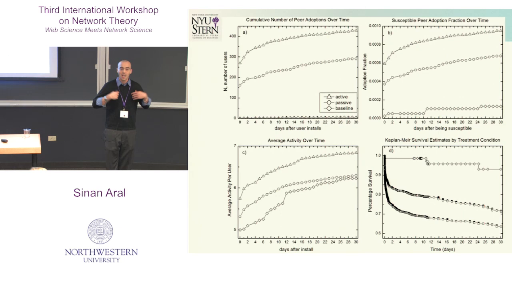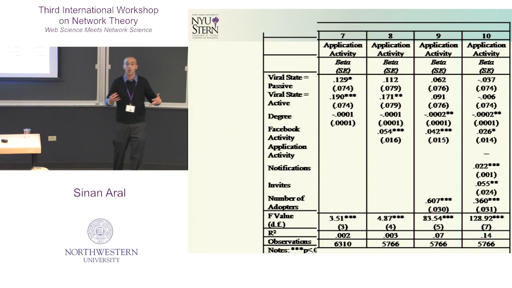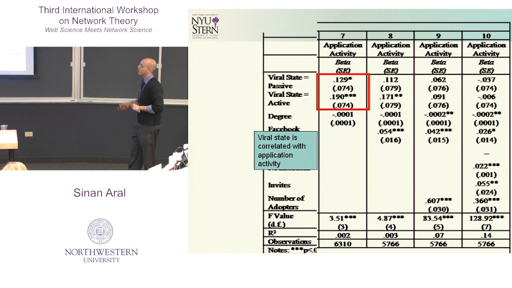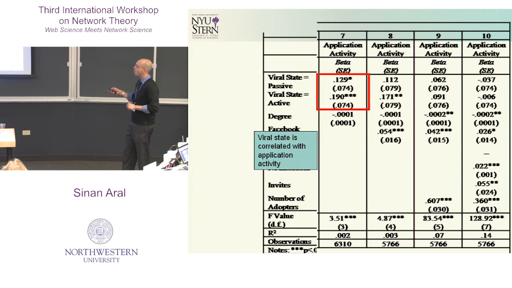If I can see my friends' movie ratings, if I can see which celebrities my friends like, I'm more interested in it, right? Okay, so that's one possible explanation, but there are lots of alternative explanations that we need to rule out before we can show that this is the case. So what you see here is that the viral state is correlated with application activity. The active is correlated with more application activity than the passive state, which is correlated with more activity than the baseline case, which is what you see in the graph.